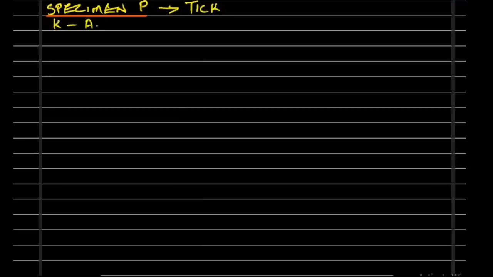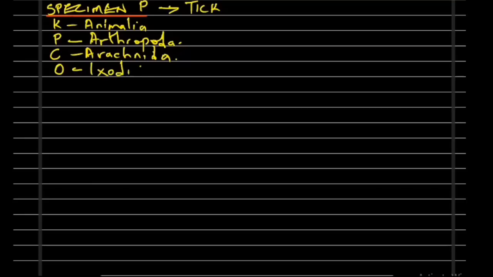It is an animal, so it belongs to the kingdom Animalia. The phylum is Arthropoda, and then we have the class to be Arachnida. We have the order now to be Ixodida. We have the family to be Ixodidae.